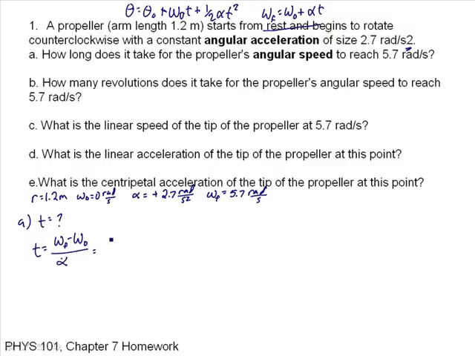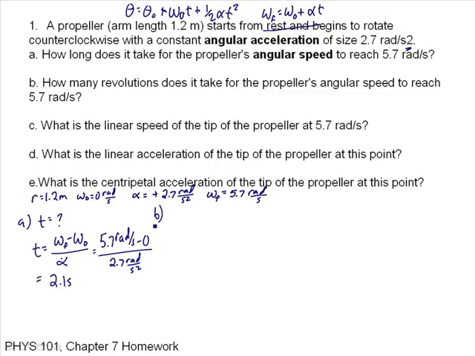So putting in my numbers, I have 5.7 radians per second minus 0, divided by 2.7 radians per second squared, and that gives me a value of 2.1 seconds. So it requires 2.1 seconds.